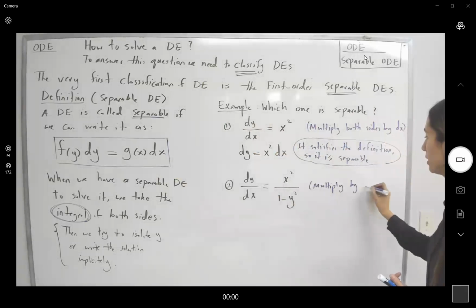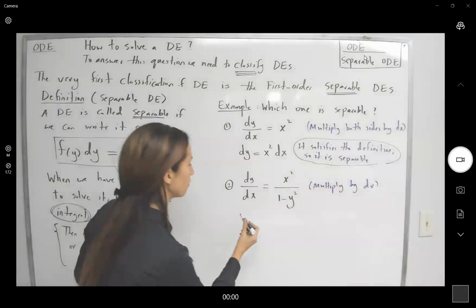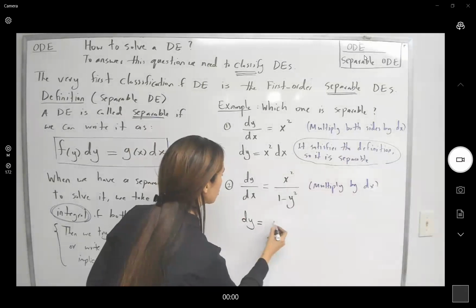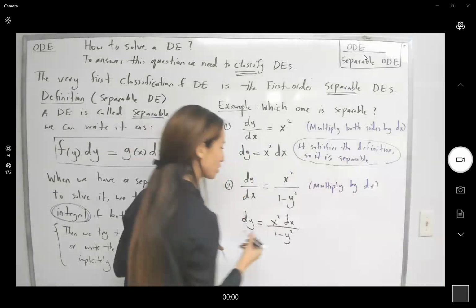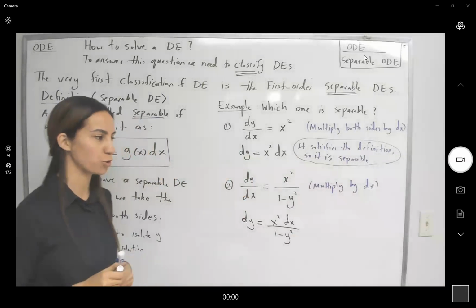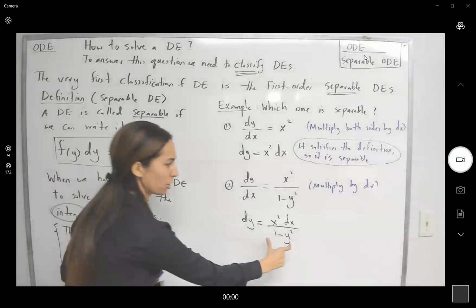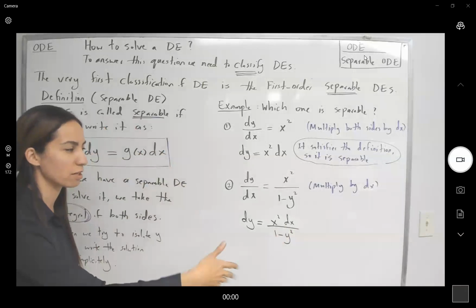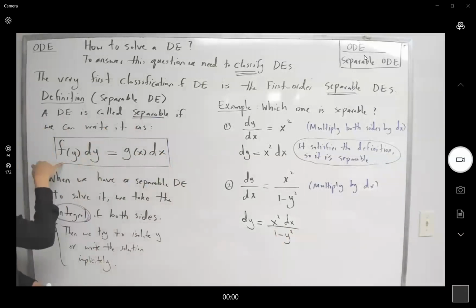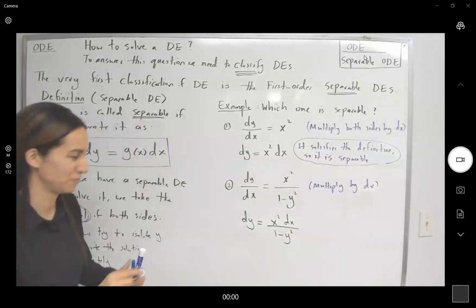Multiply by dx. If you multiply by dx, it becomes dy equals x squared dx over 1 minus y squared. So far, so good. I have x squared and dx on one side next to each other. My only problem is that I'm seeing 1 minus y squared on the right-hand side as well. But I want this to be on the left-hand side next to dy. Algebra.